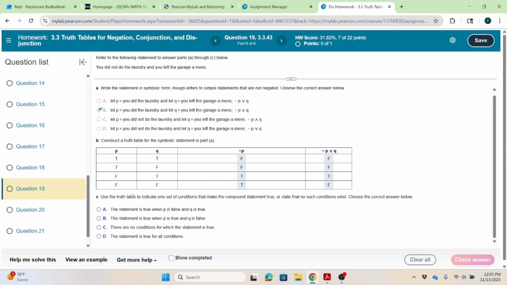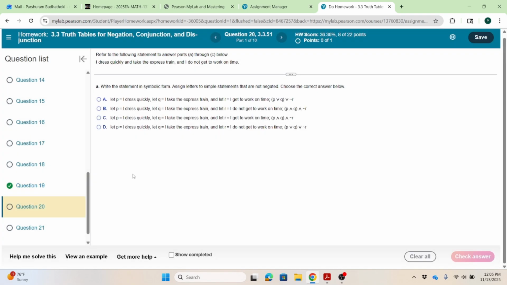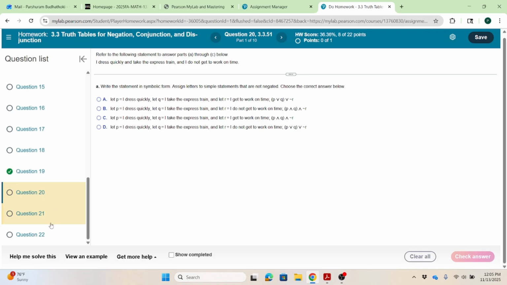Use the truth table to indicate one set of conditions that make the compound statement true, or state that no such condition exists. Look here. This is where the compound statement is true, when P is false and Q is true. So the statement is true when P is false and Q is true.